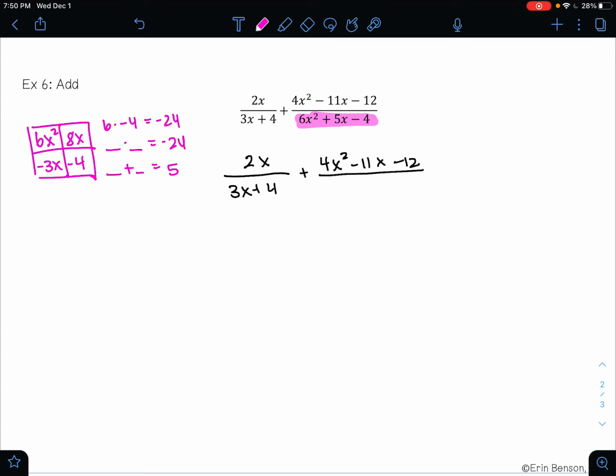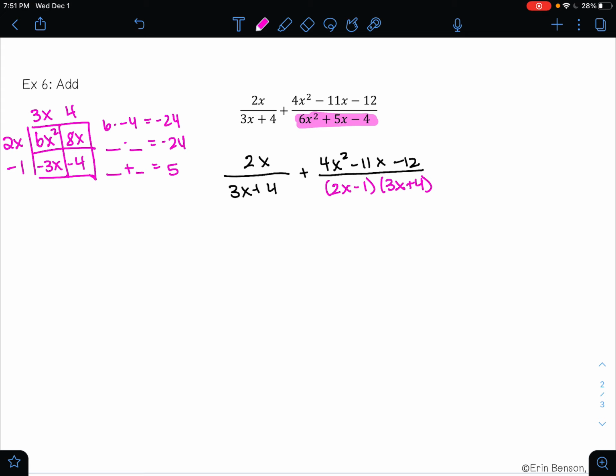The greatest common factor in my top row is 2x. The greatest common factor in my bottom row is negative 1. The greatest common factor of the left side is 3x, and the greatest common factor of the right side is 4. So this denominator is now 2x minus 1 times 3x plus 4.